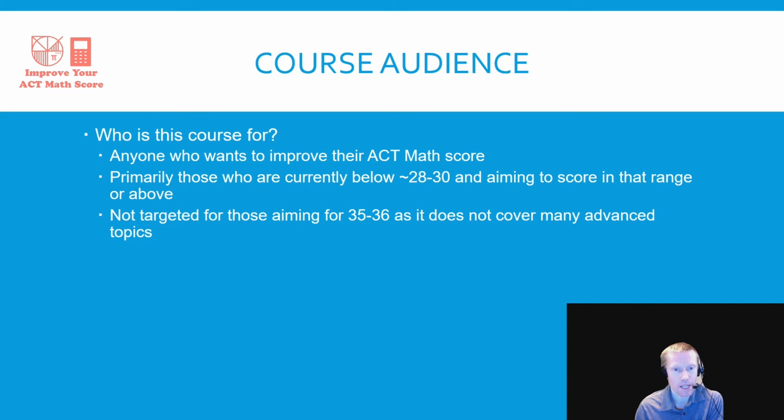And so what I mean by that is this course is generally not going to be targeted for students who are, say, aiming to achieve either perfect or near perfect scores, somewhere in like the 34, 35, 36 range. And the reason I say that is because it does not cover many of the advanced topics. So it does not focus on, for example, law of sines or law of cosines. It does not focus on trigonometric identities. It does not focus on ellipses or hyperbolas.